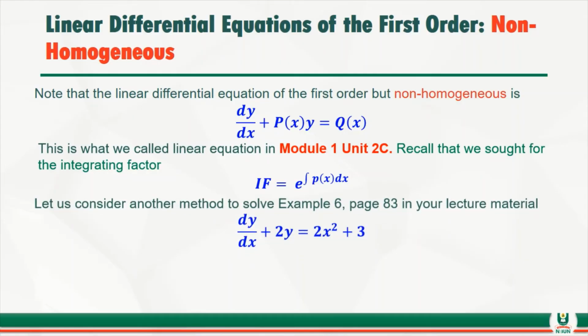So what is the integrating factor? The integrating factor is exponential integral 2 dx, because p of x in this problem is 2. Then we multiply both sides of the problem by exponential 2x, which gives us exponential 2x multiplied by dy/dx. Then we have 2y multiplied by exponential 2x, and we have 2x squared multiplied by exponential 2x, and we have 3 multiplied by exponential 2x.